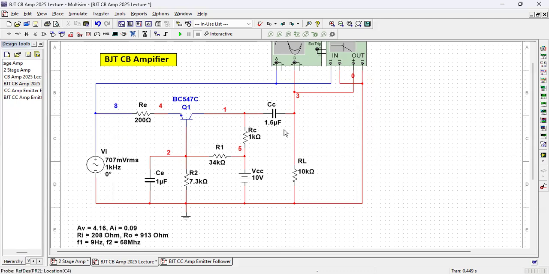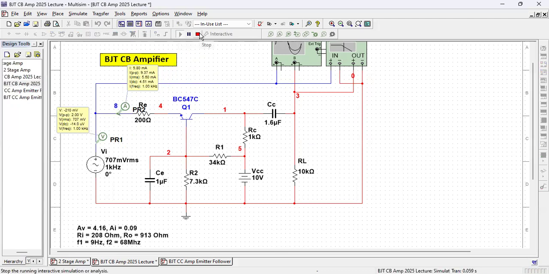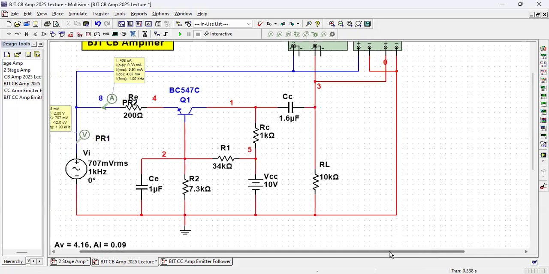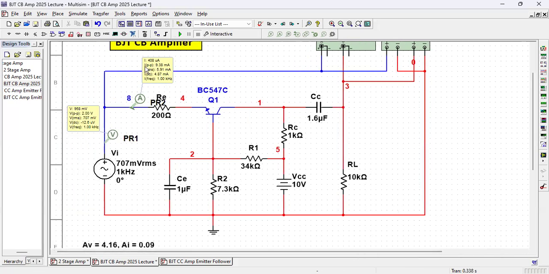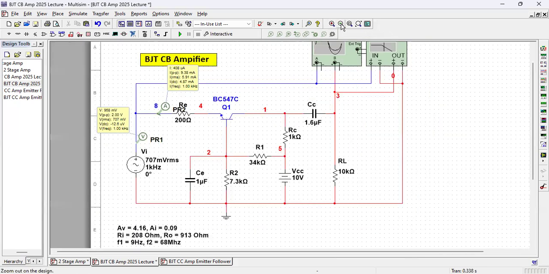Now let us measure the input resistance and output resistance. This is the input voltage. So once again, we connect a voltmeter here and an ammeter here so that we can see the voltage to current ratio. So it is running. Hope you can see, or else I'll zoom in further. This is not getting zoomed in; that remains the same.